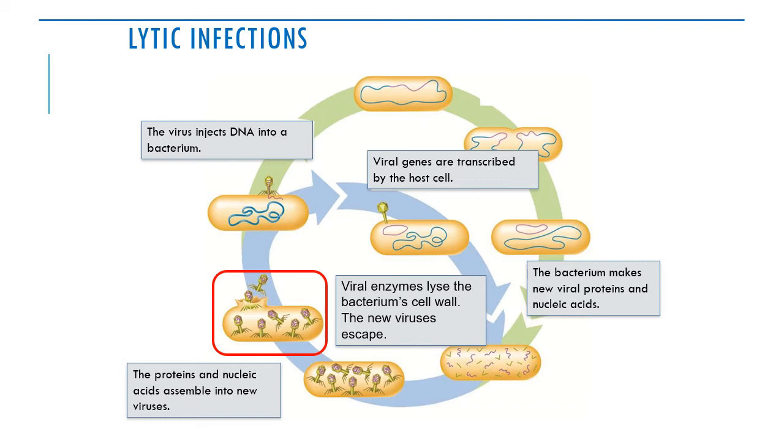So the viral enzymes lyse the bacterium's cell wall and the new viruses escape. And like I said, with the flu, it's about 10,000 per cell. So really, the job of the immune system is to battle a virus or a bacterium, but let's talk about viruses since we're talking about that today. You have the cell-mediated and the humoral response.